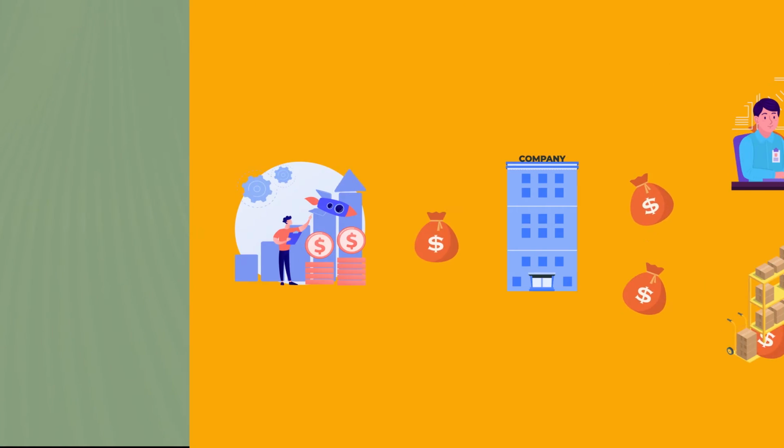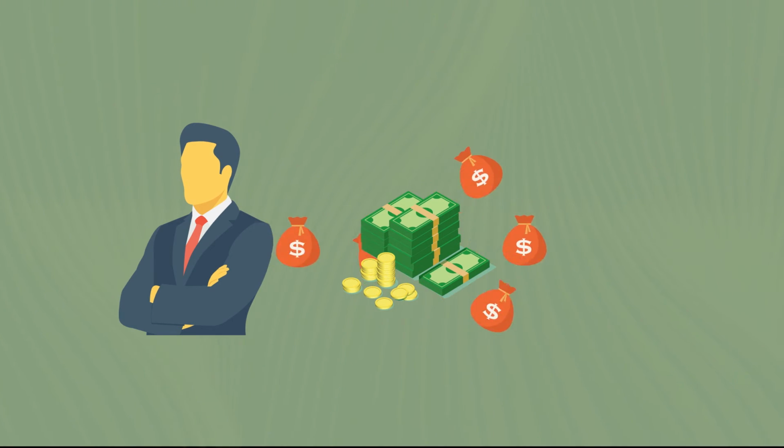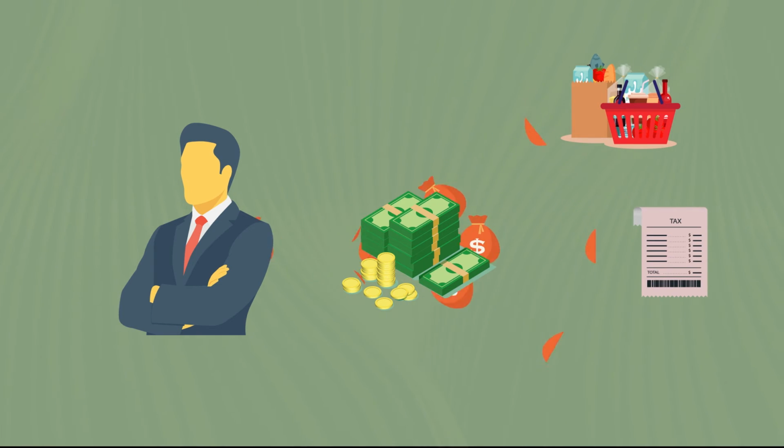Let's also add a CEO to the equation. The CEO will then pay himself a salary and he will pay for whatever expenses need to be covered, be that food, bills, or other expenses.